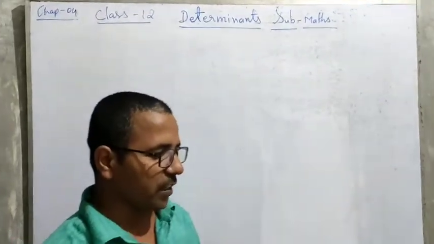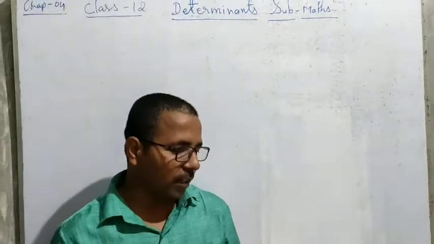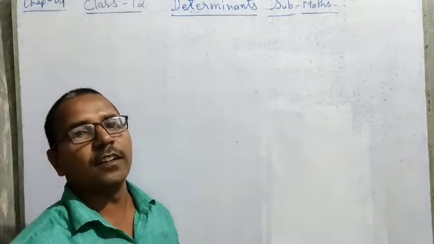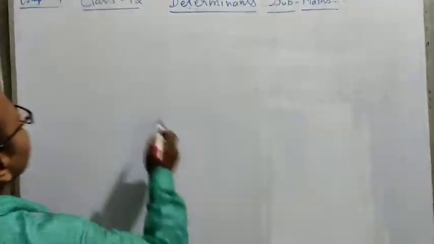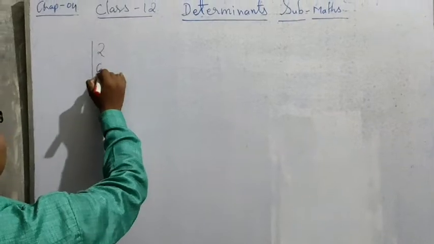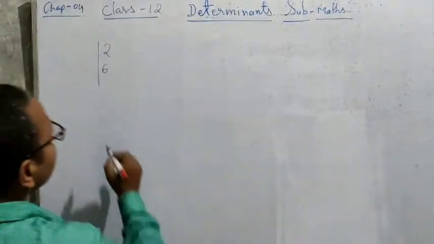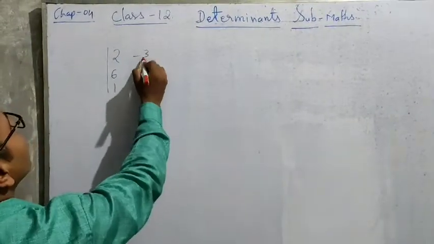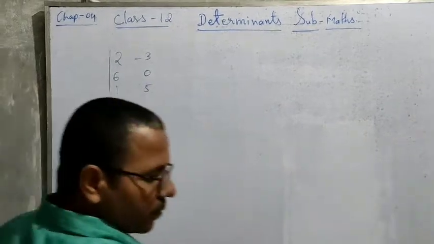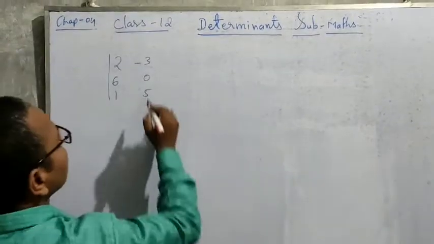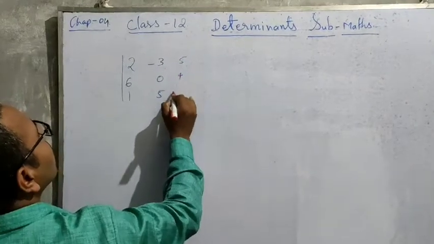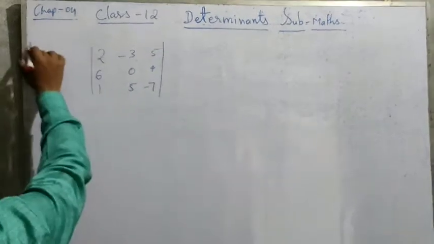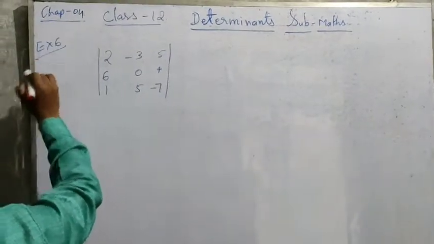Properties of the determinant. Property number one tells us that the value of a determinant remains unchanged if its rows and columns are interchanged. For example, if we take the determinant with rows 2, 6, 1; minus 3, 0, 5; 5, 4, minus 7. Students, this is example number 6. You may check in your NCERT book. This one is given here.